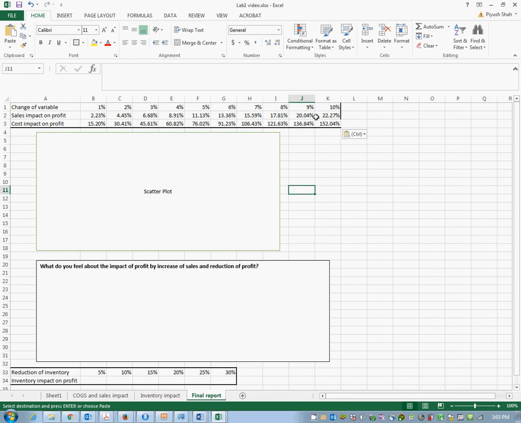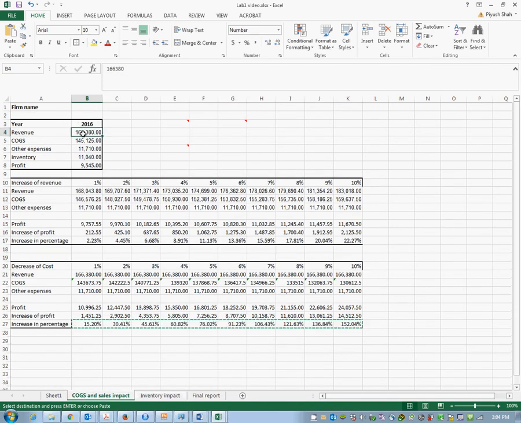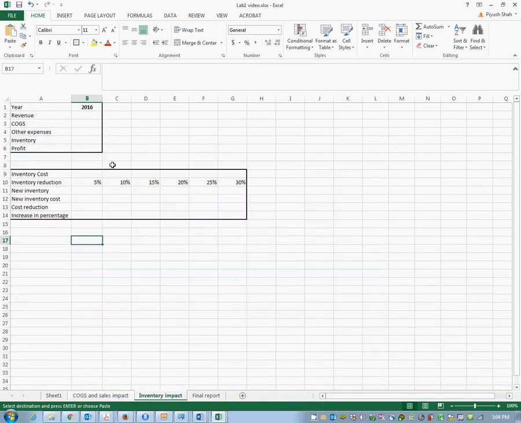A 10% increase in sales is just 20%, but cost reduction impacts your profit by 150%. All right. So this is the whole idea of how increase of cost, reduction of cost and increase of sales could differently impact firm profits. There's another way: reduction of inventory. So if I look, I copy these numbers here, the same numbers, in the inventory impact.